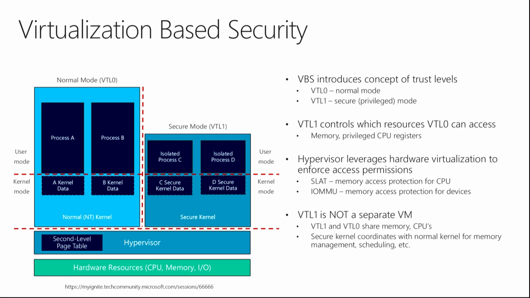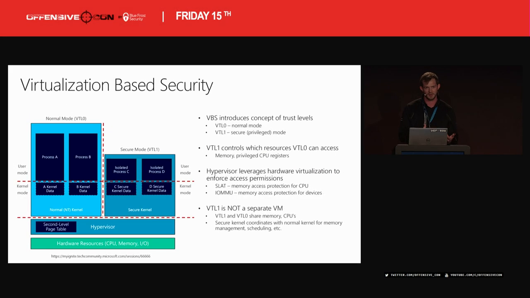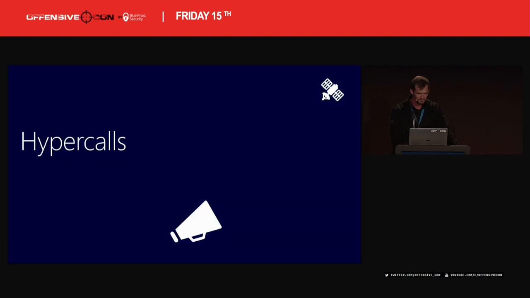And really, it's not a standalone kernel. It actually relies on the host kernel for things like paging and scheduling. But from a security perspective, and why we're talking about this, we're actually interested in that security boundary. And the secure kernel actually provides some services. So it turns out that this work we did with hypercall fuzzing also applies to this as well. So we'll discuss how to fuzz those.